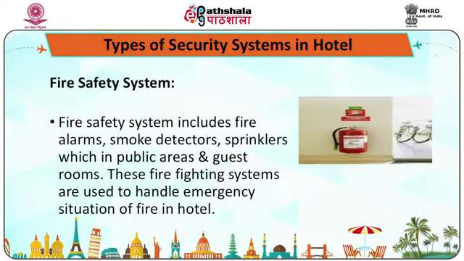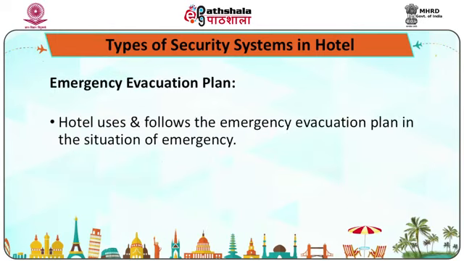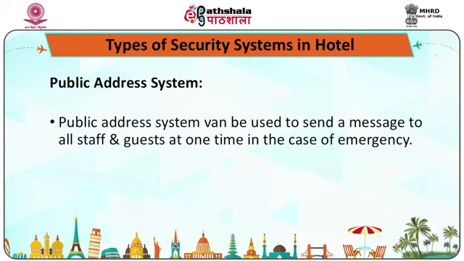Fire safety system. The fire safety system includes fire alarms, smoke detectors, and sprinklers in public areas and guest rooms. These firefighting systems are used to handle emergency situations of fire in the hotel. Emergency evacuation plan. Hotels use and follow the emergency evacuation plan in the situation of an emergency. Public address system. The public address system can be used to send a message to all staff and guests at one time in the case of an emergency.